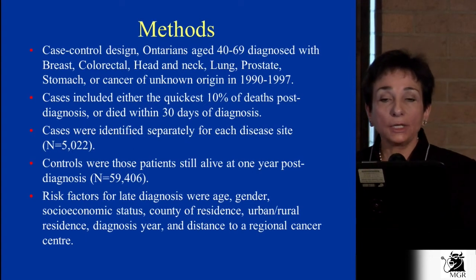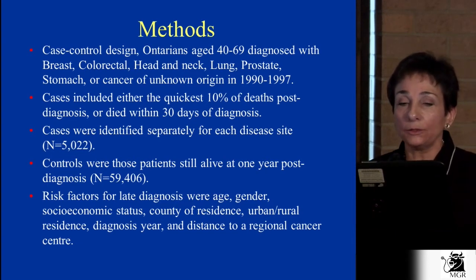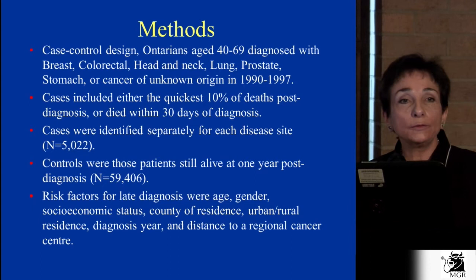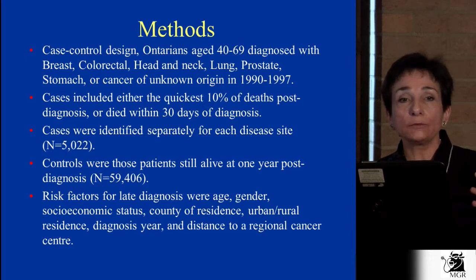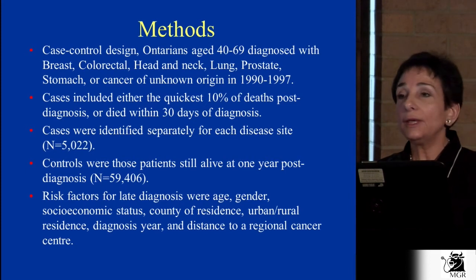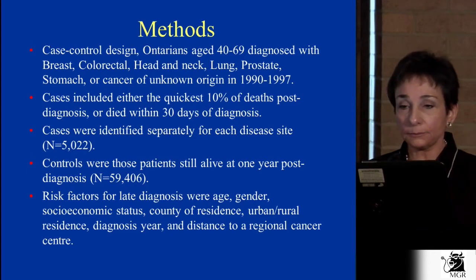She did a case control study looking at individuals with breast, colorectal, head and neck, lung, prostate cancer, and cancers of unknown origin. And there were a total of 5,000 individuals with cancer in the case group who had a quick death. And this was operationalized as either they were in the lowest 10 percentile, 10% of dying quickly, or they died within 30 days of diagnosis. So that was the group that she defined as having a quick death, and then compared them to individuals who died over a year past diagnosis in a case control study design.